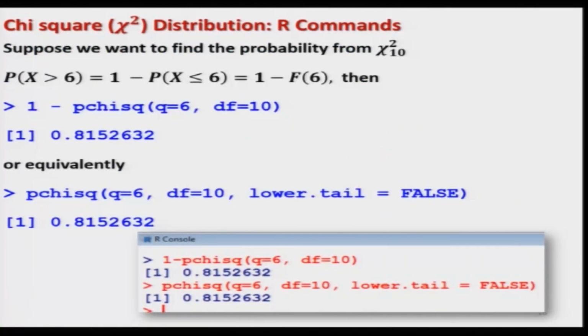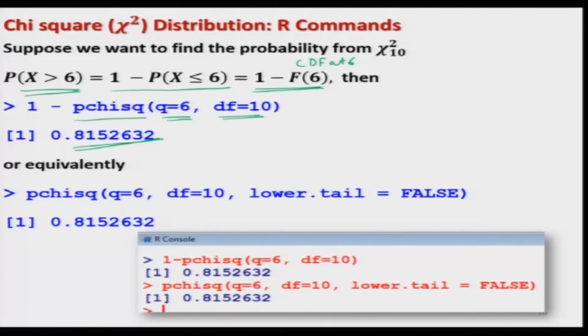Now, I try to take one more example, where we want to compute the probability X greater than 6. So, that can be expressed as 1 minus the probability of X less than or equal to 6, that is simply 1 minus F(6), which is the CDF at 6, right. So, this probability can be computed by writing 1 minus pchisq, q equal to 6 and df equal to 10, which will come here like 0.8152632.